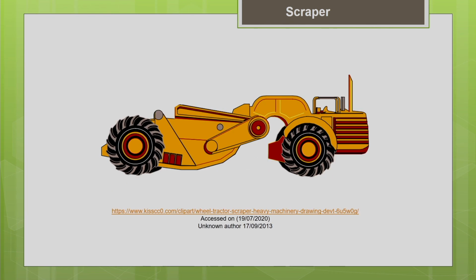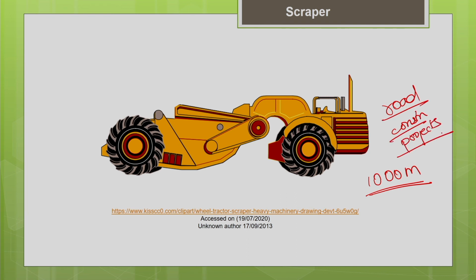I hope most of you might have seen the scraper. This is a picture of the scraper. It is basically used for medium to long haul distances, say up to 1000 meter. Very commonly you can see its application in road construction projects. Commonly it is used in foreign countries, but in India we cannot very commonly see the scraper.